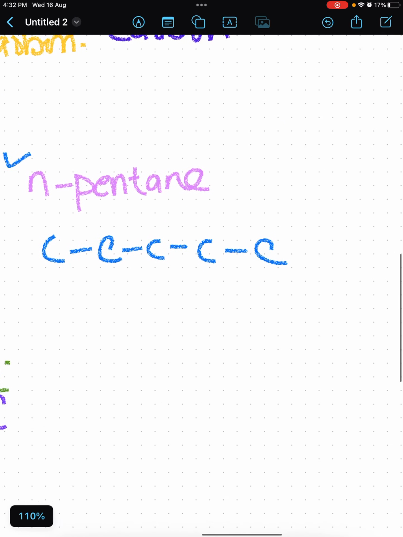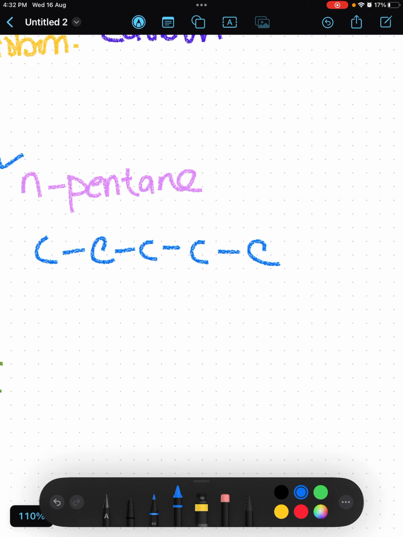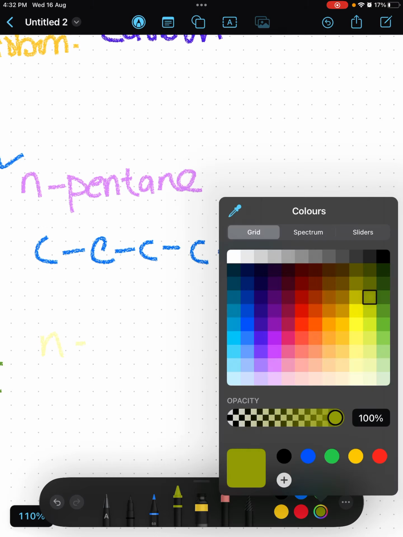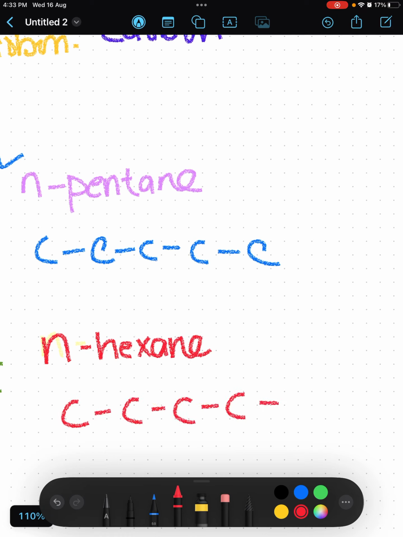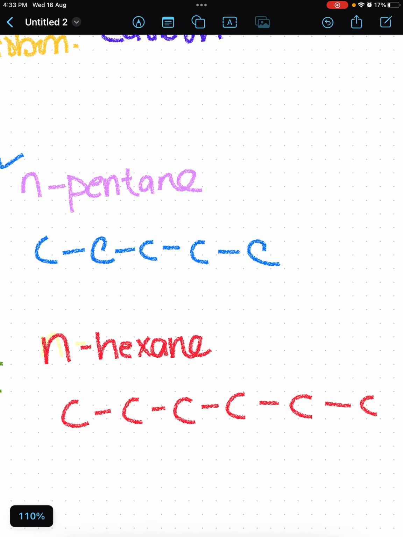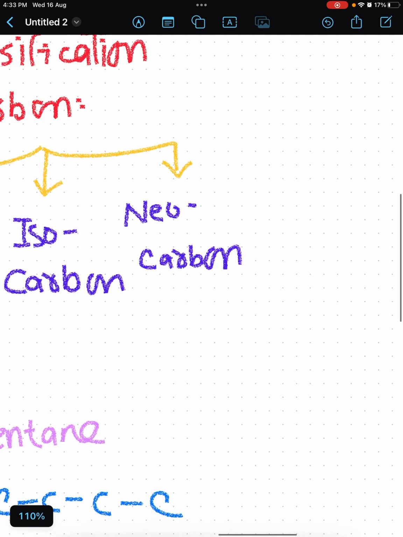If I ask you to create, for example, n-hexane, then carbon, carbon, carbon, carbon, carbon, and carbon. So these are 6 carbons. This is normal, right? This is what we normally make. Now let's come to isocarbon.